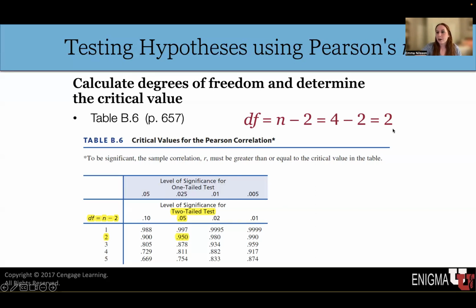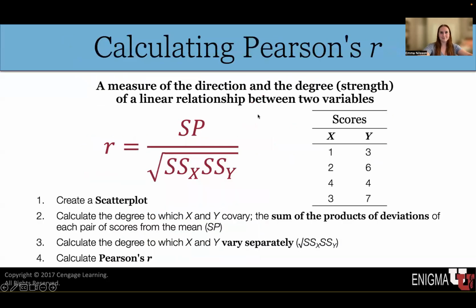Since our degrees of freedom in our example that you'll see on the next slide is 2, that's what we're going to do. We've set our alpha level to a two-tailed test of 0.05, which means that our critical value is going to be 0.950. Remember that number for later.